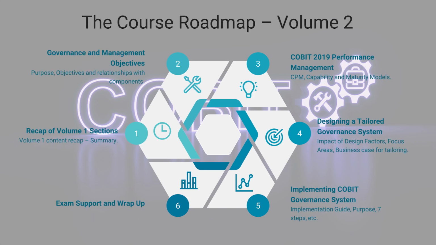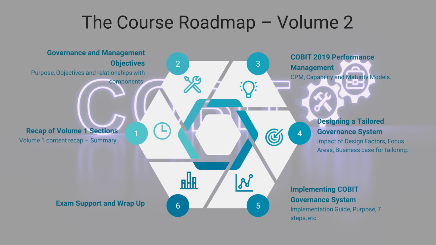As we move on to the second volume, we will do a quick recap of all the topics that we talked about in the previous volume. In other words, we'll look at all the content and summarize it within the context of Volume 1. And then we'll move on towards the governance and management objectives again, but slightly different from what we did earlier, whereby we look at the purpose, the objectives, the overall structure of these governance and management objectives, and how they relate to different components within the governance system.